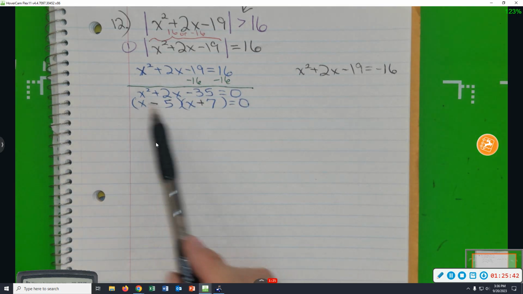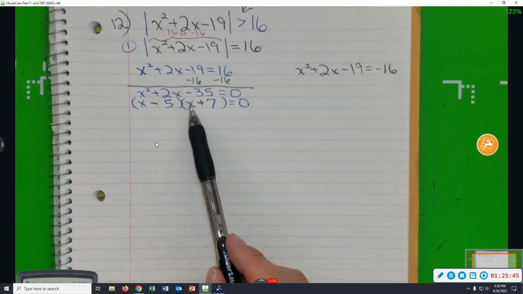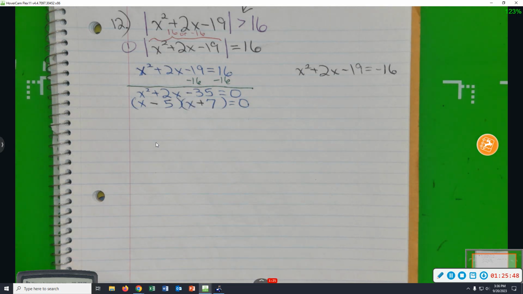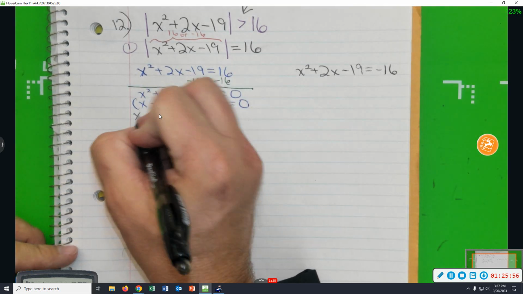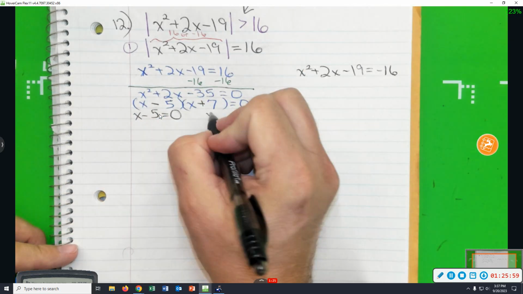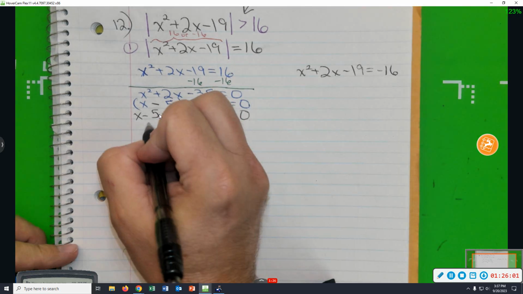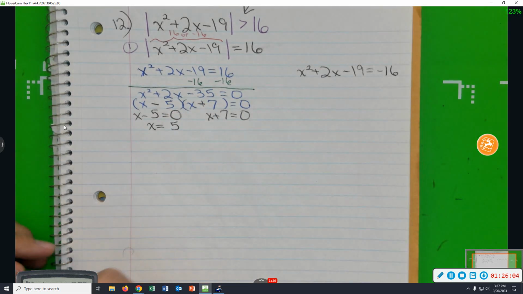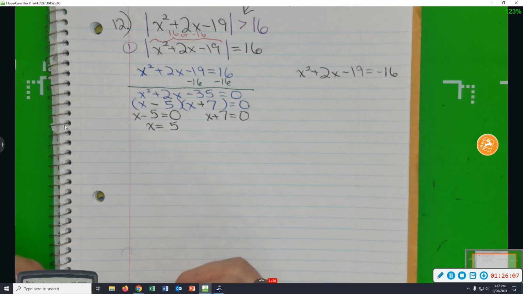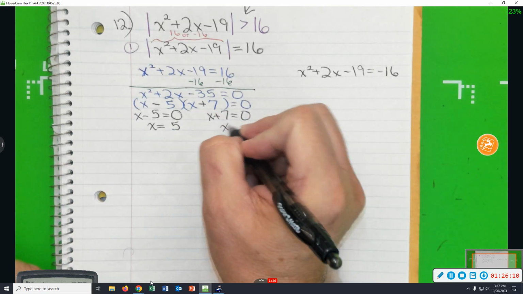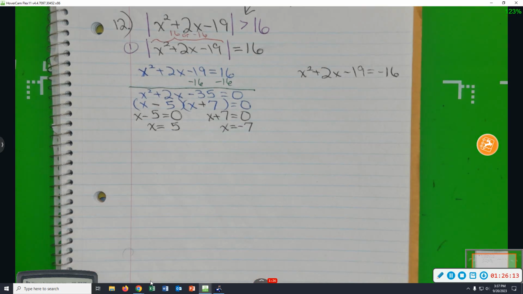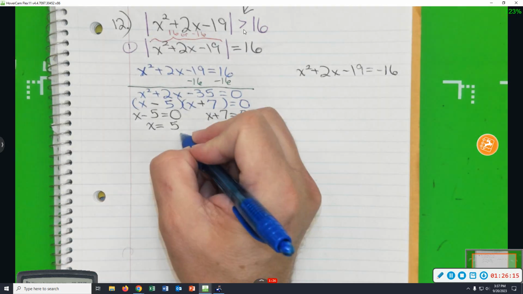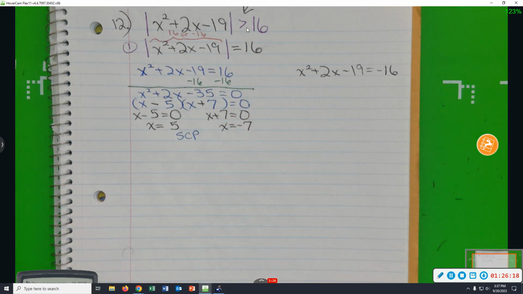And if you check, your outer product is a 7x minus 5x. That gives us a positive 2x. Then what do we do? Set each factor equal to 0. X minus 5 is 0, or x plus 7 is 0. To give us x equals a positive 5, or here, a negative 7. Those are my solution cut points, 2 of them. I'm not through finding solution cut points, but I've got 2 solution cut points so far.